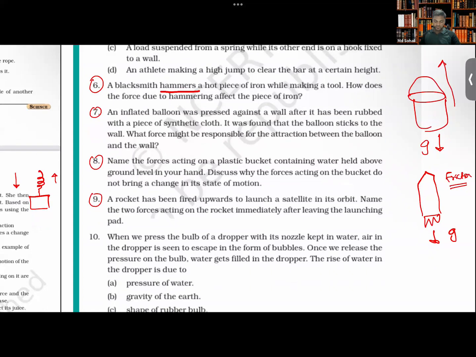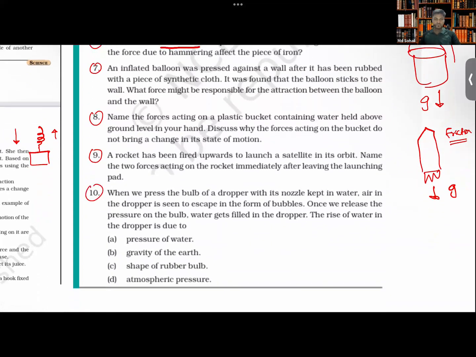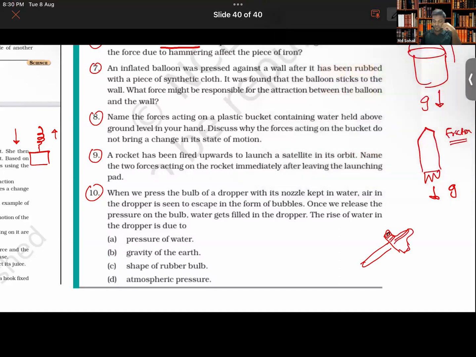One more question here. Aram, see question number 10. When we press the bulb of a dropper with its nozzle kept in water, the air in the dropper is seen to escape in the form of bubbles. Once we release the pressure on the bulb, water gets filled in the dropper. You must have taken medicines from this dropper, the one that used to come in black color. So how does water get filled into it?